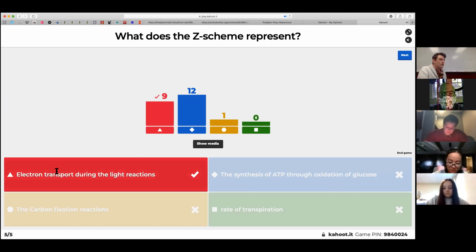Yeah, good. Electron transport during the light reactions is correct. The second one, the blue one, was kind of tricky because ATP is synthesized as part of the Z-scheme. As the electrons are excited and move down the transport chain, ATP is synthesized, but it is not through the oxidation of glucose. Oxidation of glucose is what happens during cellular respiration.